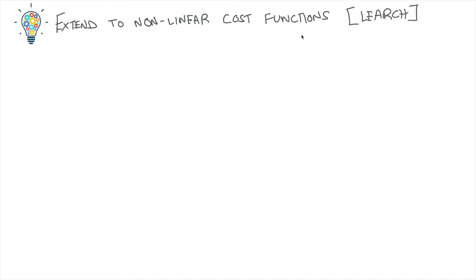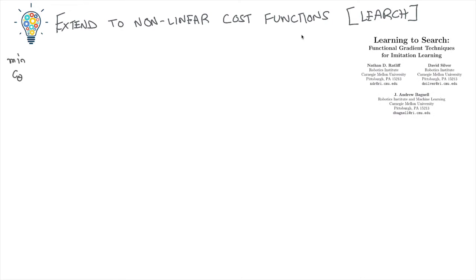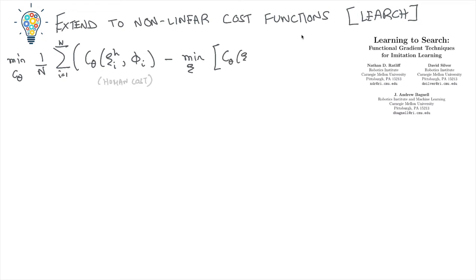This approach can also be extended from linear to a class of nonlinear cost functions. This approach is called LEARCH. It's also by Ratliff et al. The fundamental idea is you're searching this time for a cost function, and you're minimizing the difference of the cost of the human trajectory versus the best cost produced by a planner on the margin augmented cost function, plus a regularization on the cost.